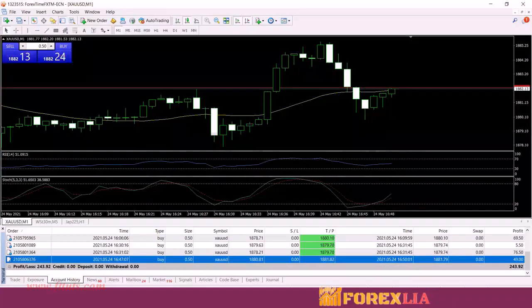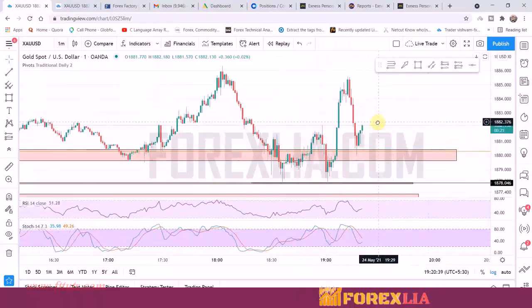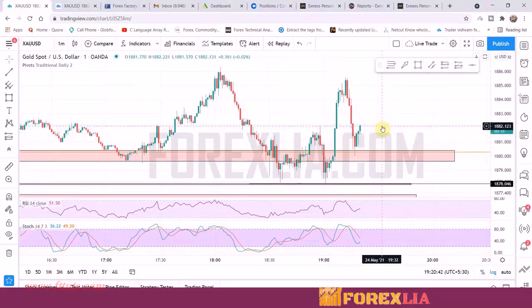I hope you guys are enjoying it. Everyone enjoys trading on this type of setup. Just one thing you have to keep in mind: if there is any negative news in the market, then you do not have to trade at that time.